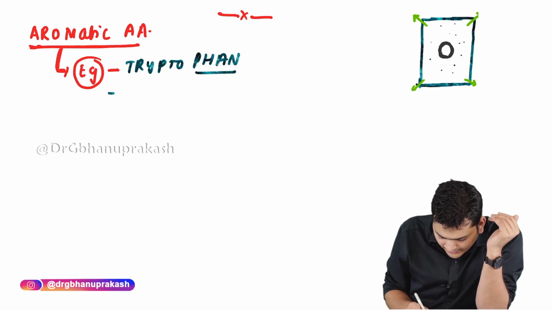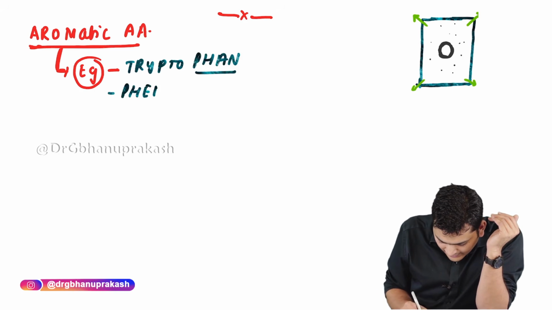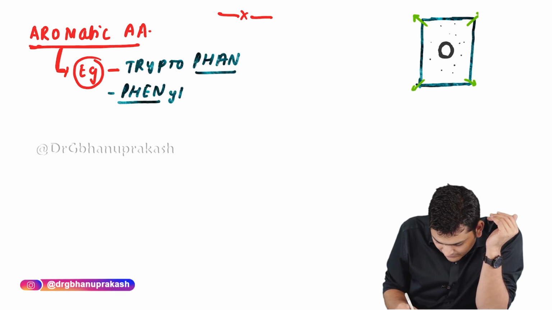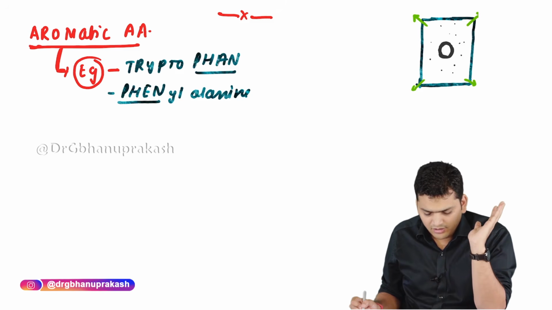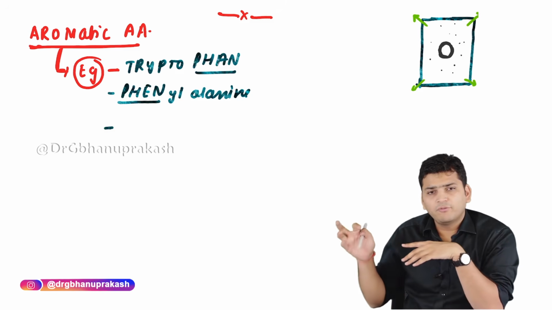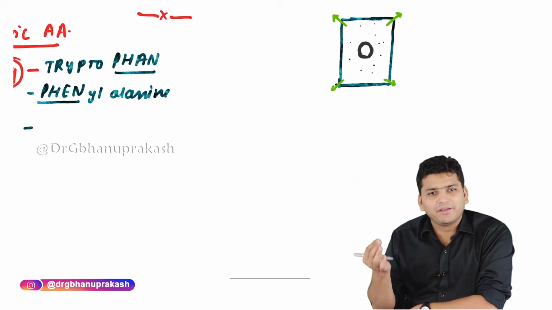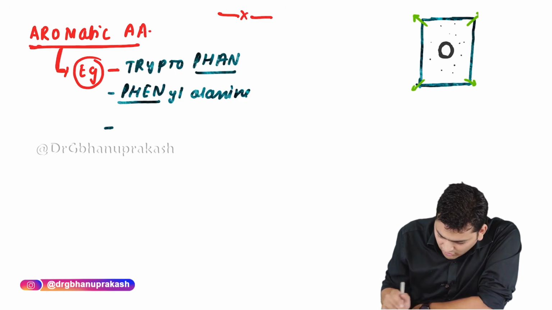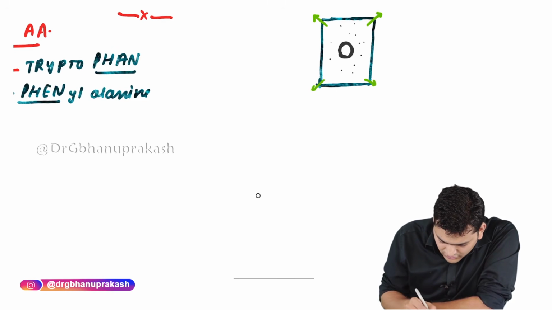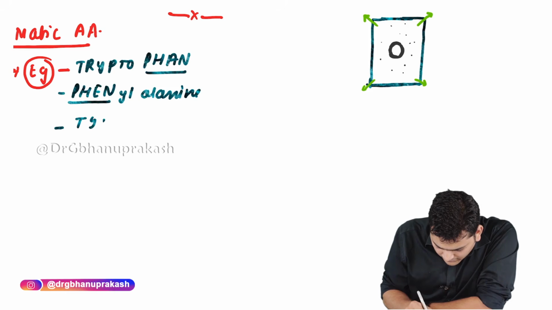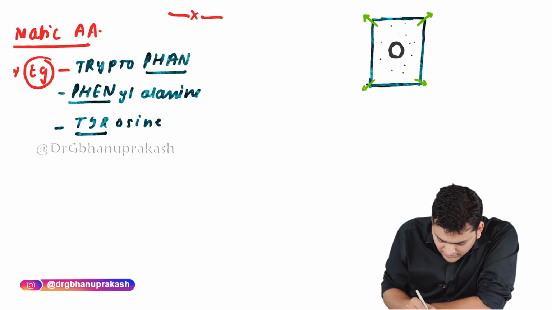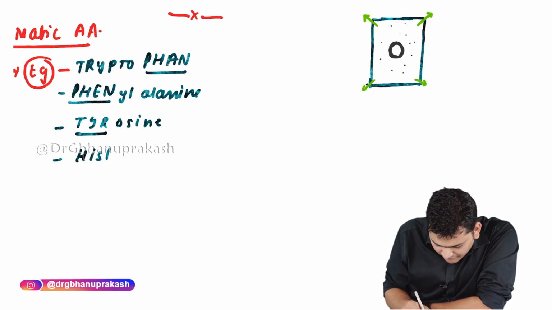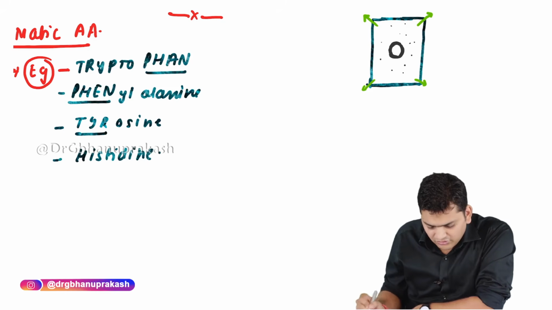One more example I can add: phenylalanine. Again, fan in the name. So whenever it's fan in the name, it's aromatic. What was the smell? What did you burn in the classroom? That was tyre. So tyrosine is also an aromatic amino acid. Apart from these, the fourth one is histidine. Histidine, that is also aromatic.